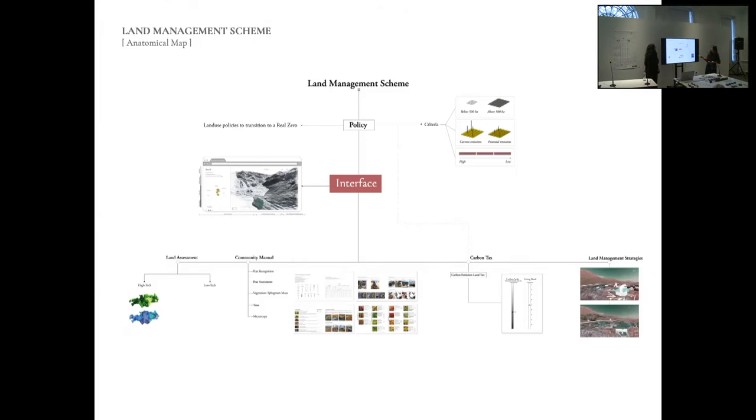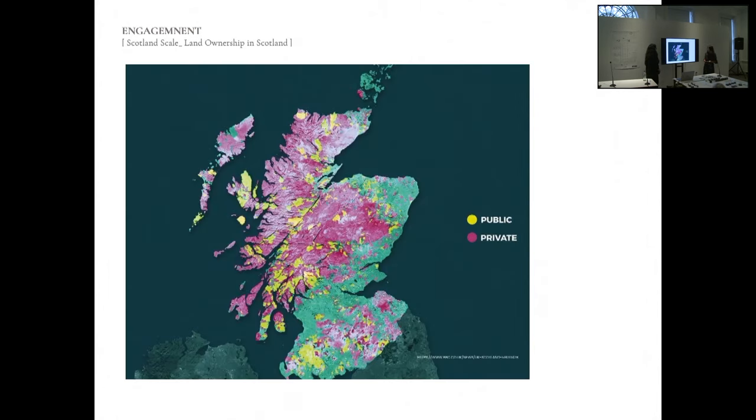So let's talk about our land management scheme, which is our proposal. We aim at developing the land policy for a transition to a real zero. That will apply through an interface platform. This platform will allow the various means of the land assessment and provide a community menu and then carbon tax calculation, also the land management strategies.